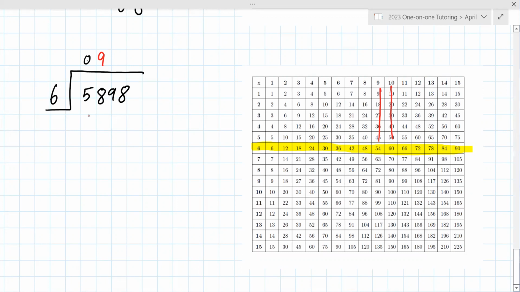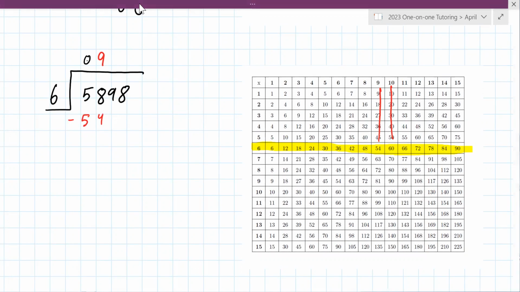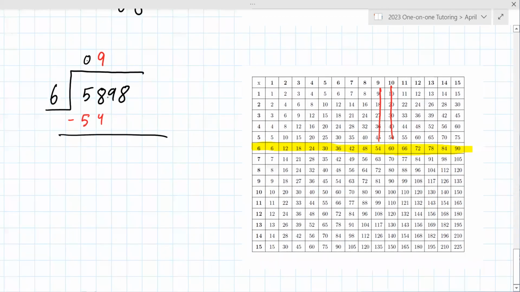All right, so 9 times 6 is 54, Zoe. Yeah. You subtract, what's 58 minus 54? It is 4. Okay, bring the 9 down. So 49. 49 is between which two numbers? It's between 48 and 54, which is 8. Okay, so you go to 8. 8 times 6 is 48. You subtract, what's 49 minus 48? 1. Very good.